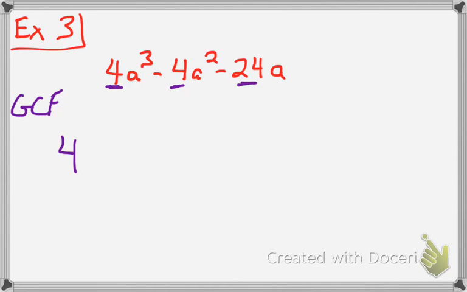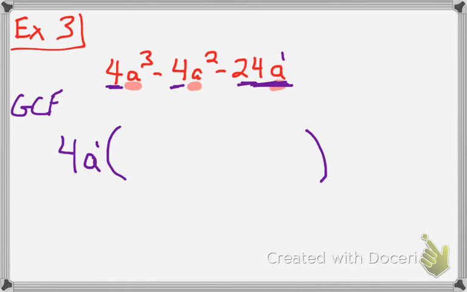The next part of this is, do they all have a variable a in them? The answer is yes. Well, if they all have a, I can factor out a, but what's the most amount of a that I can take out? That's the smallest exponent. I can only take one a to the first out, and that's it, because this last term doesn't have any more than a to the first. So that's the greatest common factor.